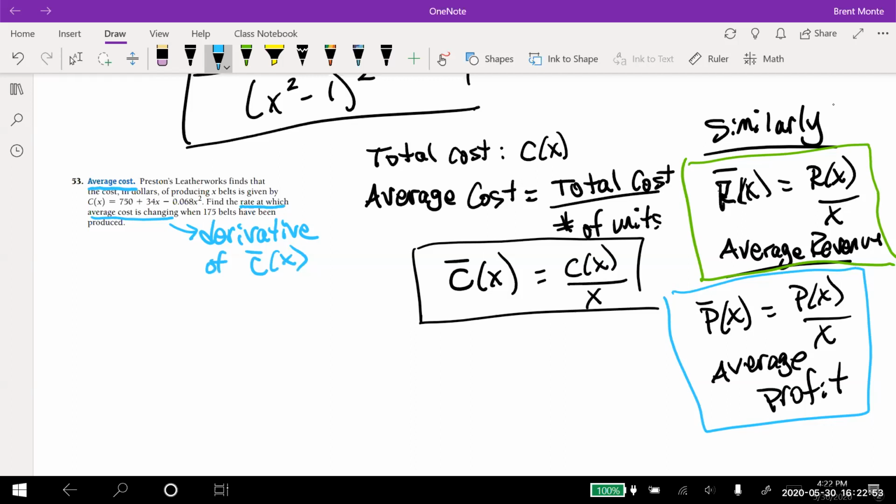When 175 belts have been processed. Well, here, let's in fact clean that up a little bit.